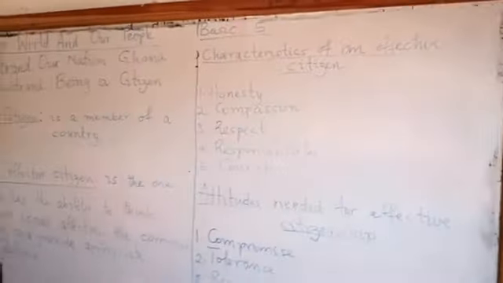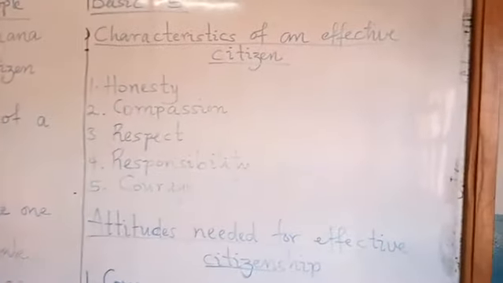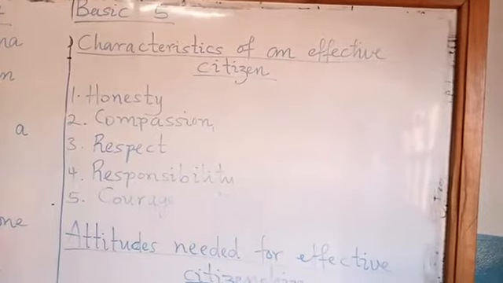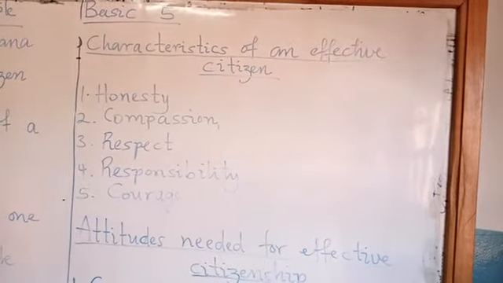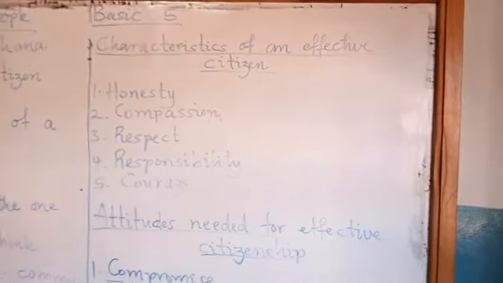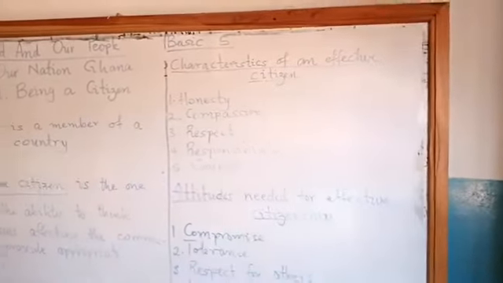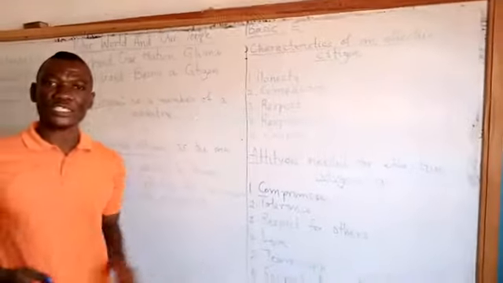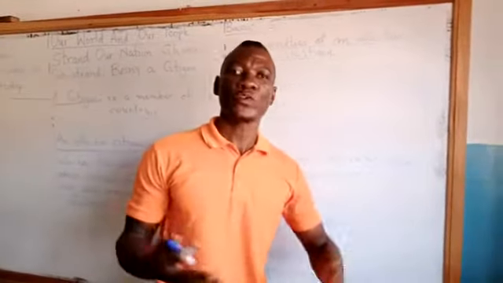Now from the board, we have about 5 characteristics or features or traits that is expected of every good or effective citizen. The first one I have here is honesty, and that is the quality or the characteristic of being truthful.